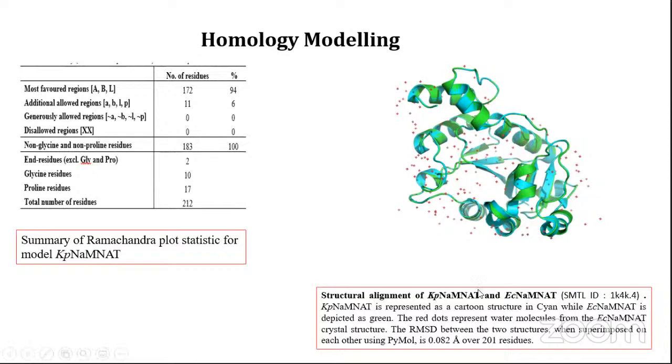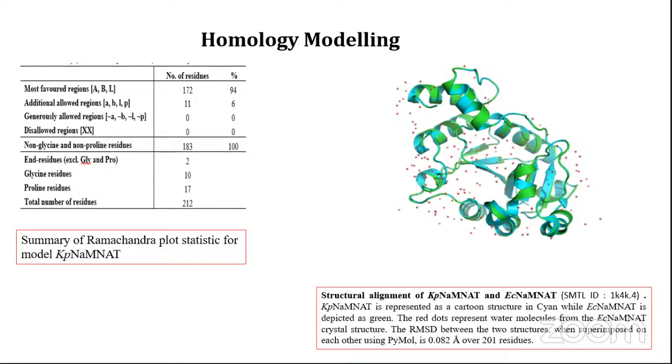The crystal structure of E. coli NAMNAT demonstrated about 86% sequence identity with the sequence of KP-NAMNAT. This E. coli NAMNAT was used to model the 3D structure for KP-NAMNAT used for this experiment, in order to validate that the structure we have is reliable and can produce a result that can be inferred.